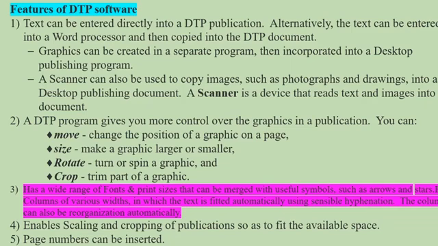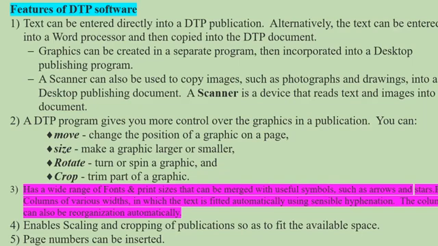Therefore, point number 2, a DTP program gives you more control over the graphics in a publication. You can move, resize, rotate, and crop text. Thirdly, it has a wide range of font print sizes that can be merged with useful symbols such as arrows and stars, has columns of various widths in which the text is fitted automatically using sensible hyphenation. It also enables scaling and cropping of publications to fit in available space.